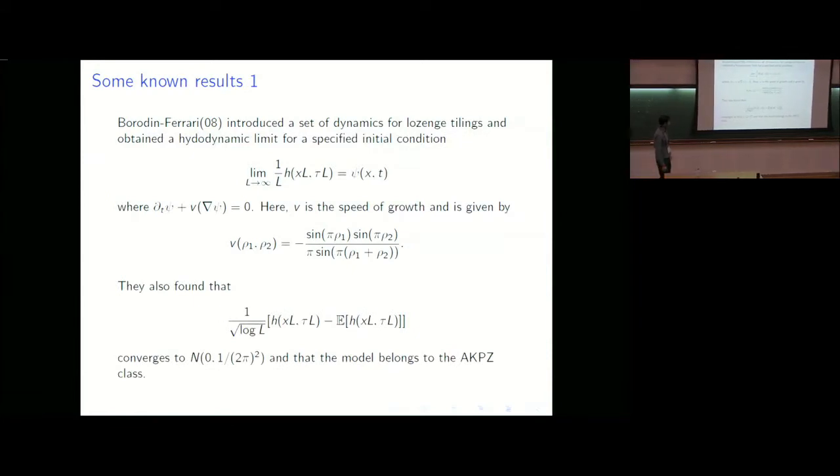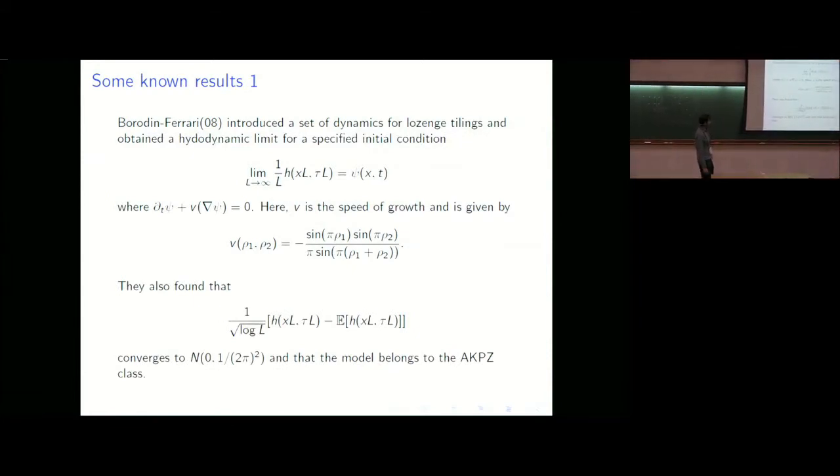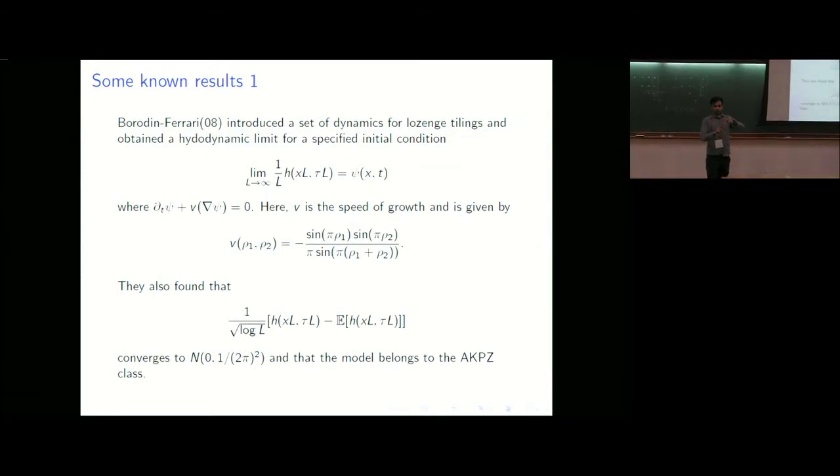Another thing that they found was that if they looked at the height function and subtracted the expected height at that particular point, then the fluctuations are of size square root log L. And as they had this specific formula for the speed, they could show that it belongs to this anisotropic KPZ class.